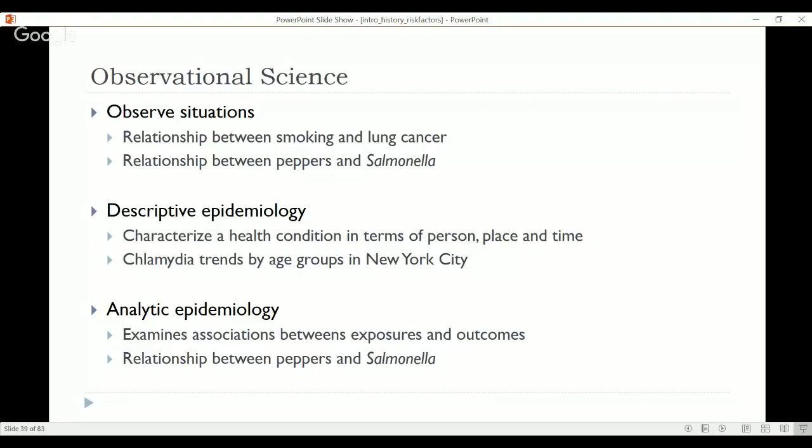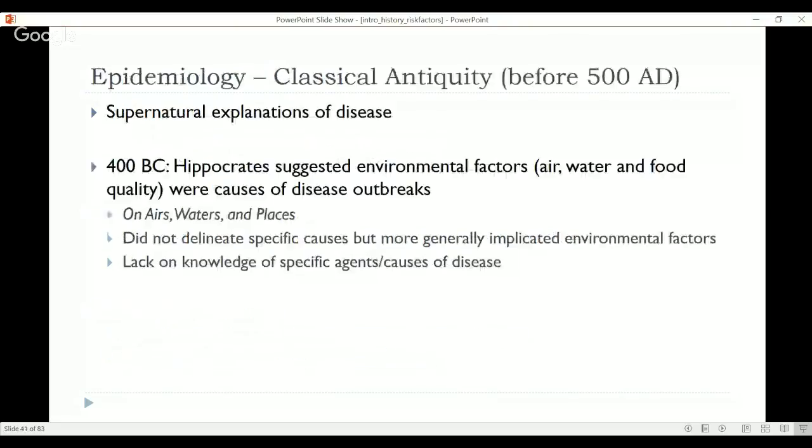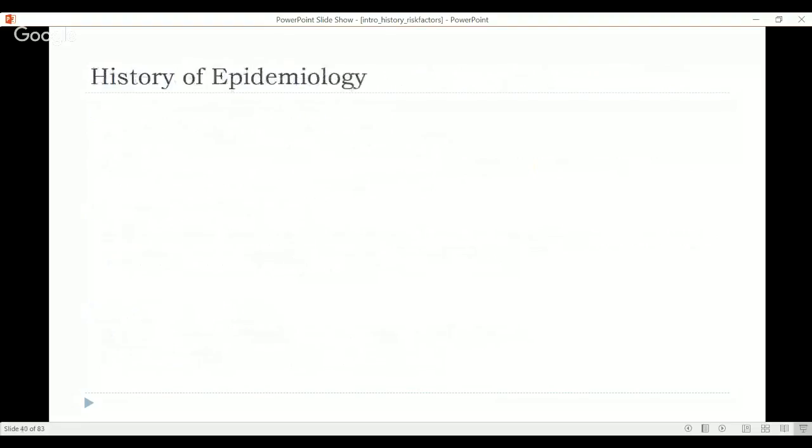Now, analytic epidemiology, which is what you'll be doing this semester, is examining actual associations between exposures and outcomes. So let's say you pick depression as your health condition for the semester, and you wonder if the number of classes a person takes is for some reason associated with being depressed. Now you're looking for an analytic association between a risk factor and the outcome, and this is what we refer to as analytic epidemiology.